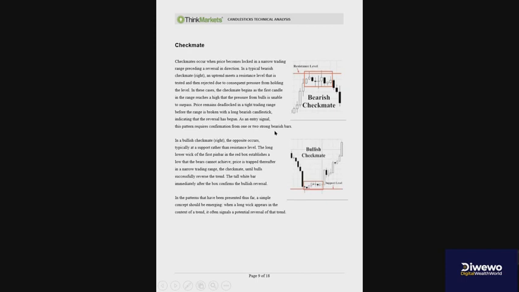We have checkmate. Checkmate can also be called a consolidation, and you can also call it ranging. It's not stated in this PDF, but I'm telling you in case your friend says the market is just ranging or the market is just consolidating, so you know what your friend is talking about. This is a bearish checkmate because after this consolidation there was a bearish trend, and this is a bullish checkmate because after this consolidation there was a bullish trend.